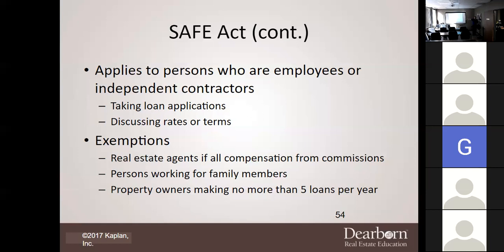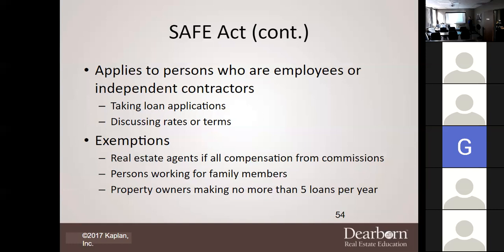Now, that's kind of like insurance agents. You can be an independent insurance agent or a captive agent. Captive means you're locked to one company. An independent is you're on your own. It's just like a real estate brokerage. You're independent. You're on your own. So the same thing happens with MLOs.